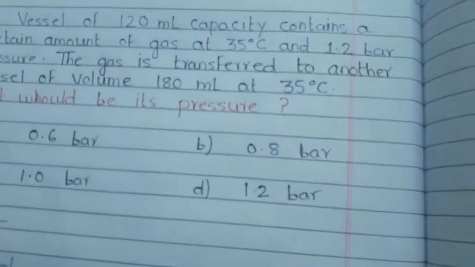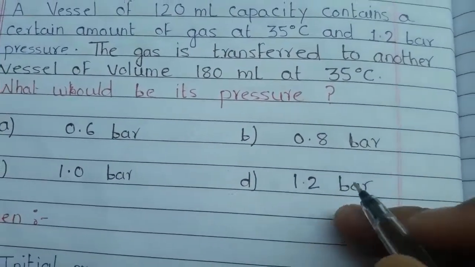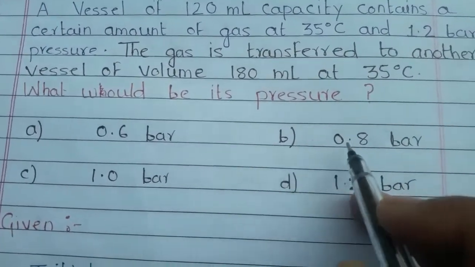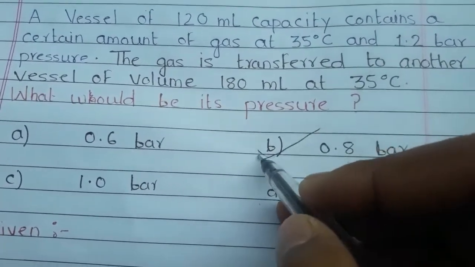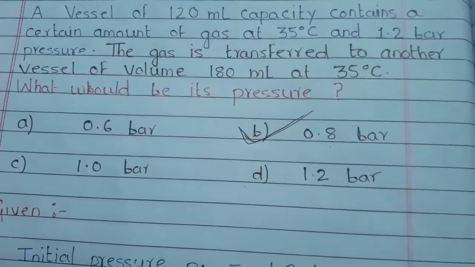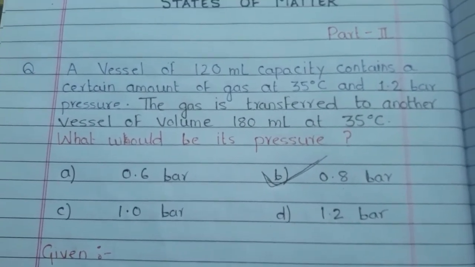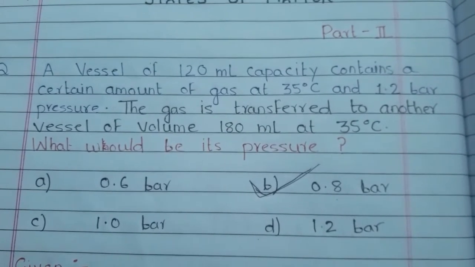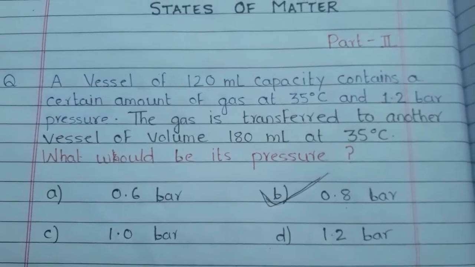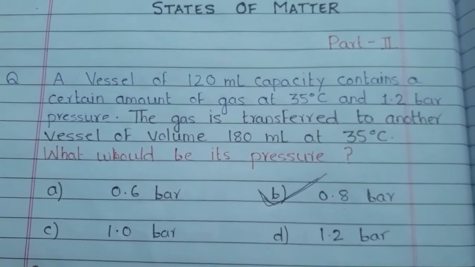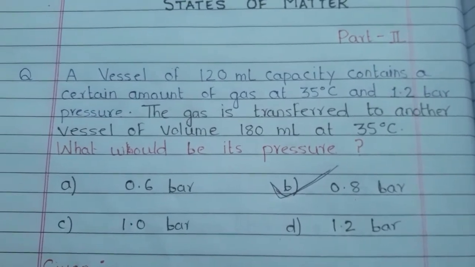So let's see in the options which will be the correct option for this question. I think option B, which is 0.8 bar, is the correct option for this question. Such type of questions you will find in your NET, SET, NEET, JEE Main and CET, all such types of examinations for 1 or 2 marks. So you can easily get 1 or 2 marks in just a fraction of seconds. I can say within 30 seconds.